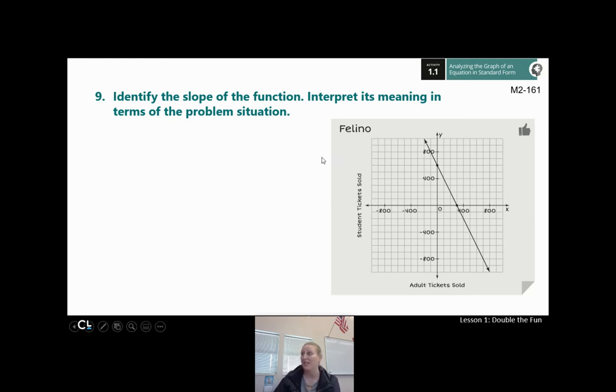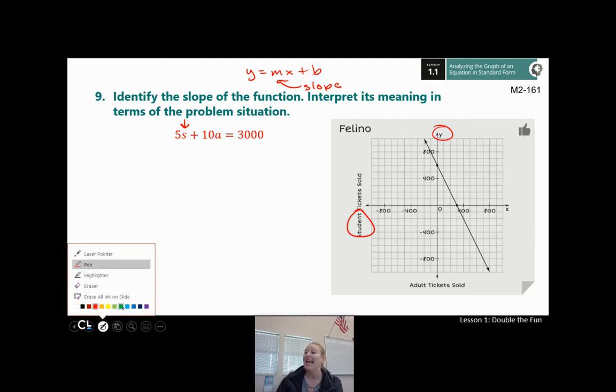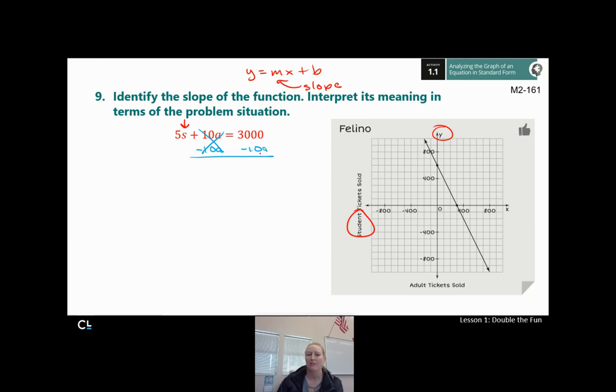Now, notice something here. Remember that I like to find slope, and again, it's not the only way, by doing y = mx + b. But remember how Foligno swapped things around. My y is now the student tickets, so s is now my y. So I need to get the s all alone. I'm going to subtract 10a from both sides. Again, this isn't the only way to find a slope, but it's a way of finding it.